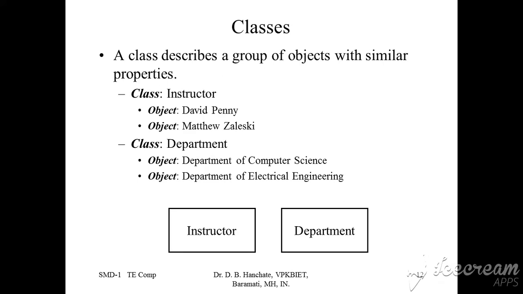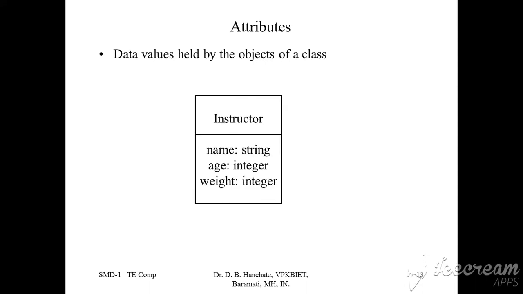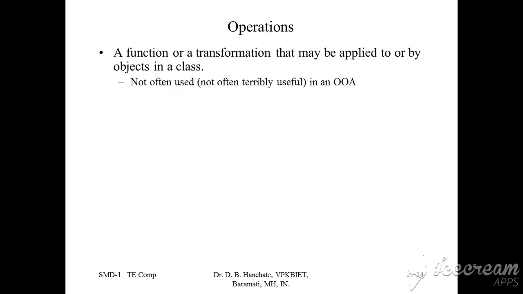In the last lecture we have seen the classes and their definition. This is the instructor and department for the colleges, and we will see the attributes, the data values held by the objects of a class, which we know already. So instructor is the name of the class, and then we have the attributes for that: name, age and weight, as usual. The operations are a function or a transformation that may be applied to or by objects in a class, not often used in object analysis, but it is useful.